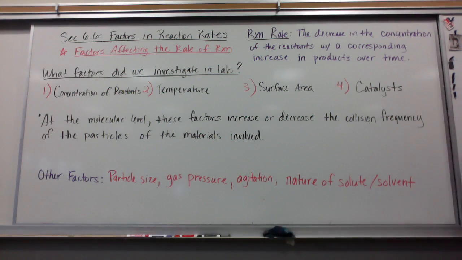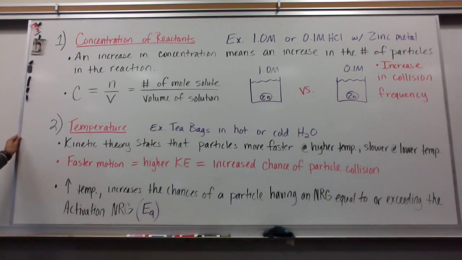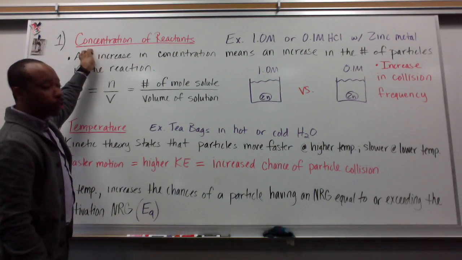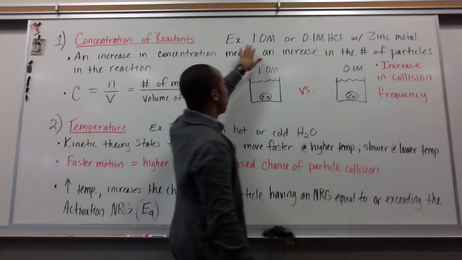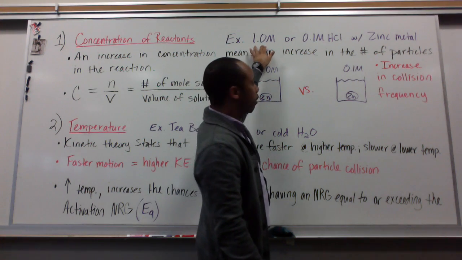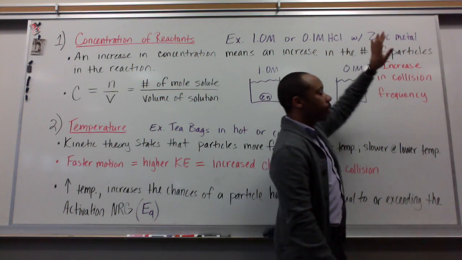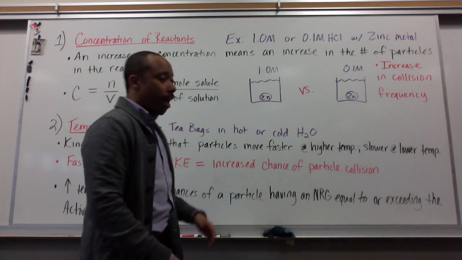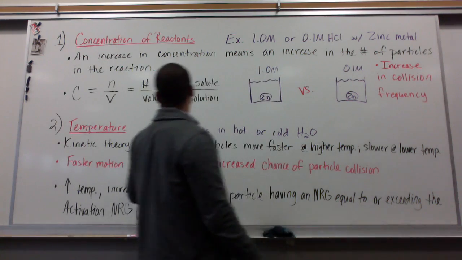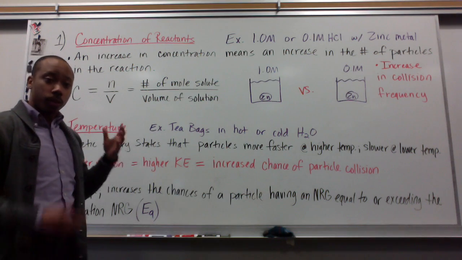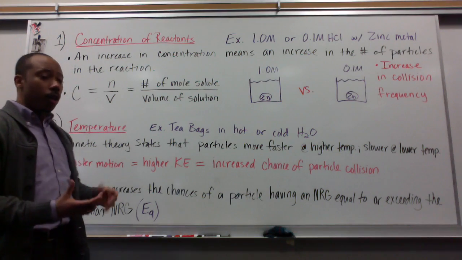The first one is concentration. So as we look at the concentration, we're talking about the concentration of our reactants. The example that we had in laboratory was we used 1 molar hydrochloric acid versus 0.1 molar hydrochloric acid when they reacted with zinc metal. Now, an increase in concentration means an increase in the number of particles in the reaction. So we're talking about particles still. Different concentrations have different numbers of particles. We get that from this equation.